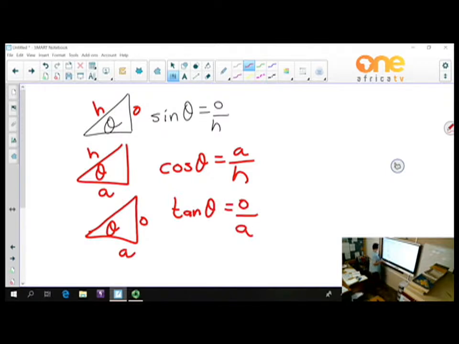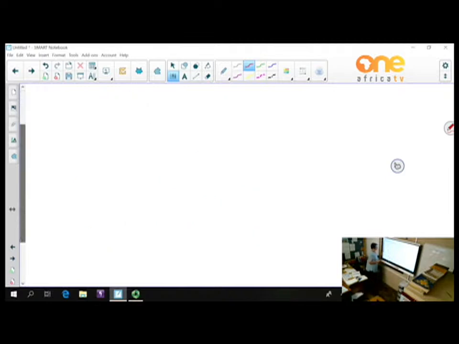SOHCAHTOA. This is what you need to know. It works in a right-angled triangle.